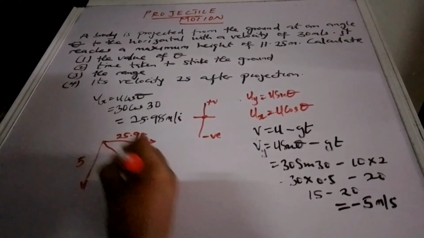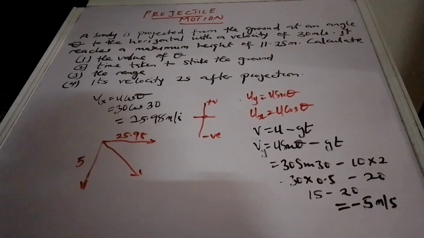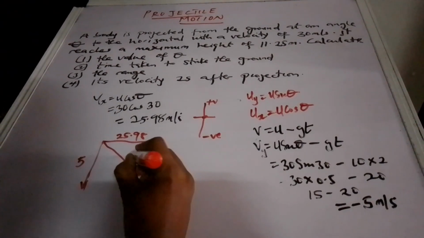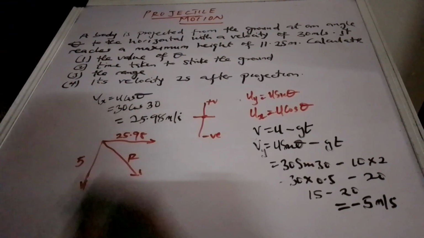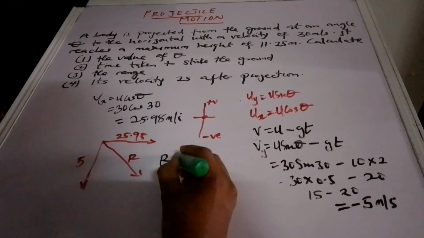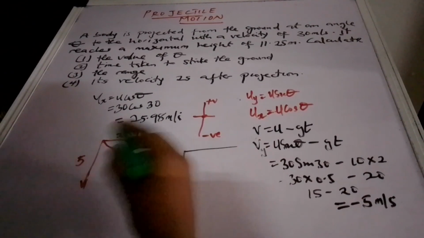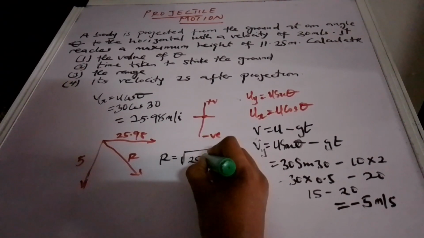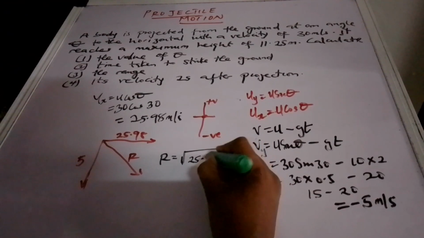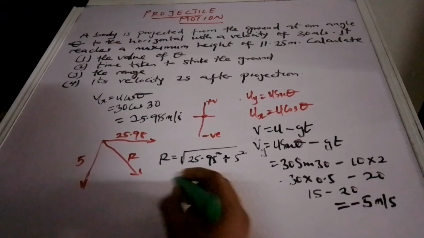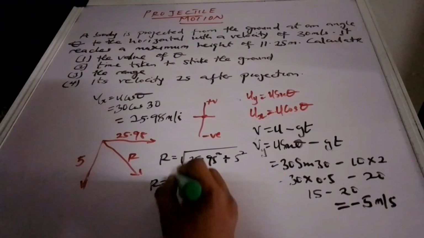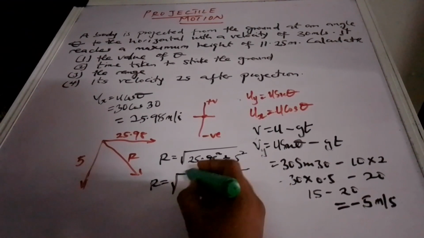So let's find the resultant velocity. To find the resultant velocity using our R, we use our Pythagoras theorem. If you want to recall this one, you can also go to our previous classes where I talk about resolution of vector, how to add vector. So R is now going to be the square root of 25.98 square plus 5 square. So let's find our square root now.